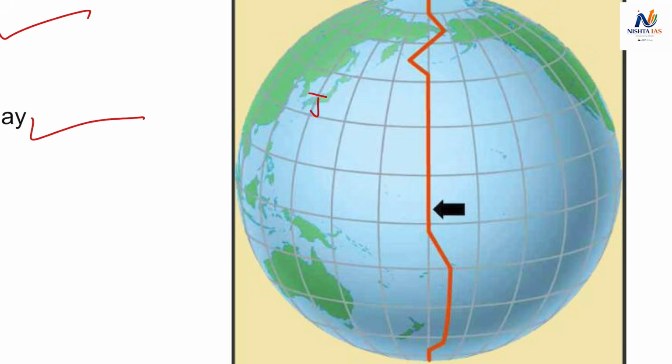Now we take up one day, that is Happy New Year, January 1st. So now we will see that the sun rises in Japan on the New Year. So now Japan celebrates Happy New Year. Then the sun rises in China. China celebrates Happy New Year. And slowly the earth keeps on rotating. So now the sun rises in India. India celebrates Happy New Year.